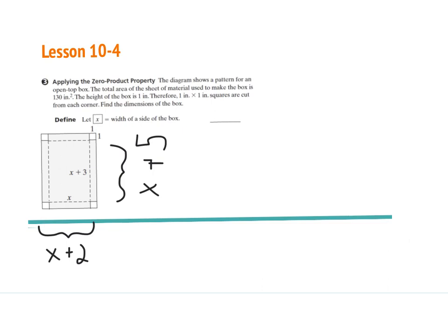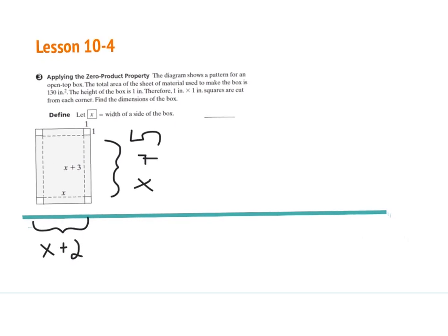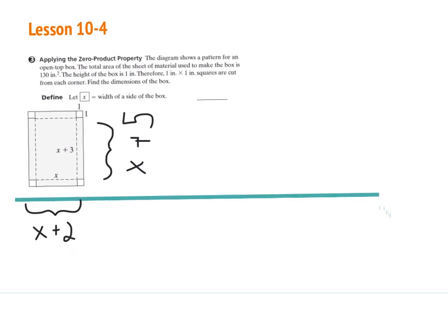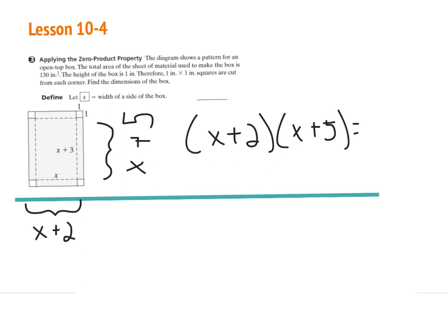So now we're told that the sheet of paper is 132 square inches. Okay, so how did we get that sheet of paper that way, right? Well, what we're going to do here is we're going to say x plus 2 times x plus 5 equals 130. Okay, see what I did there? I just set it up, because the dimensions of that sheet of paper are set up that way.